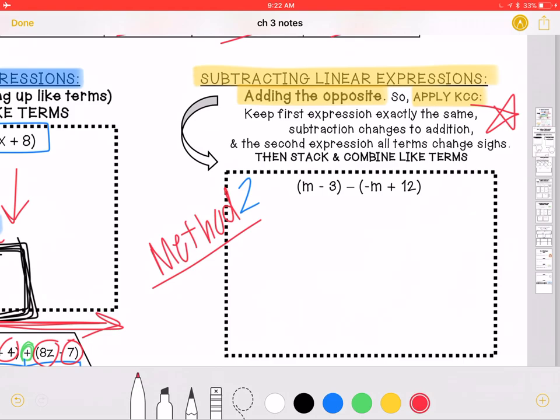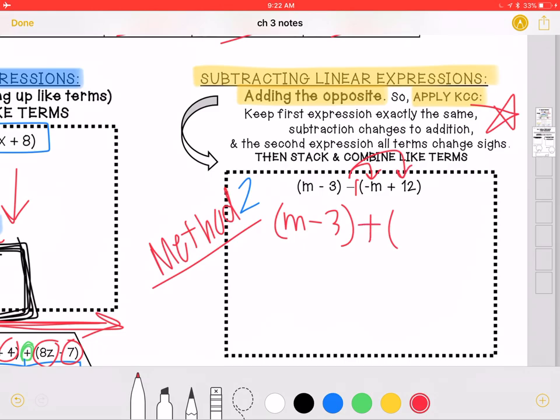Some people like to think of this as a negative. They put a 1 in front of that second expression, and they think of this as distributing a negative 1. So what happens is you keep the first, just like we would. But now, what happens when I distribute a negative 1 into each term, right? It's like the distributive property.